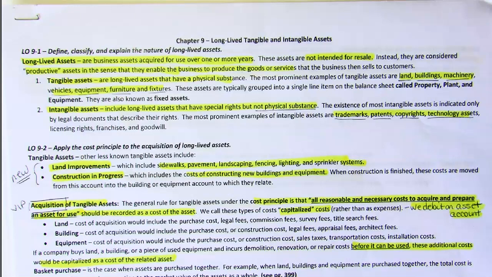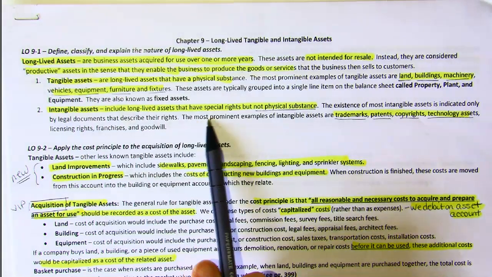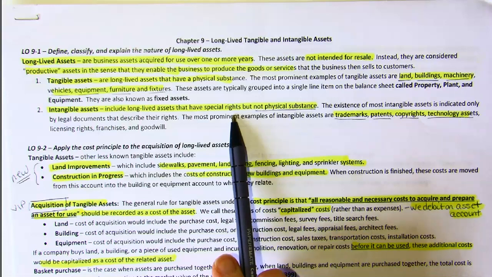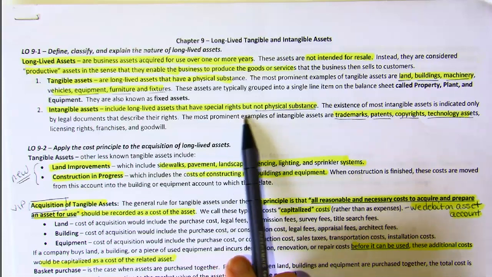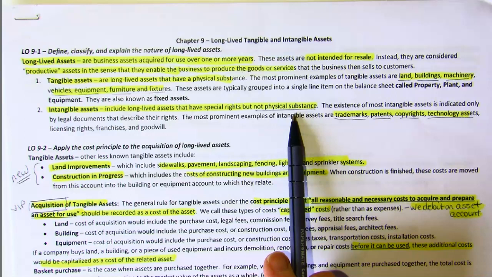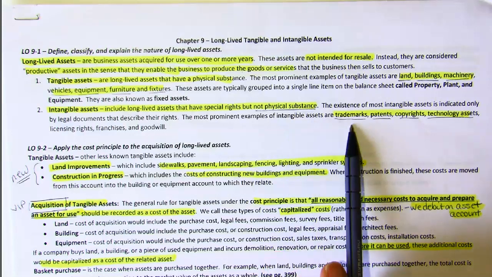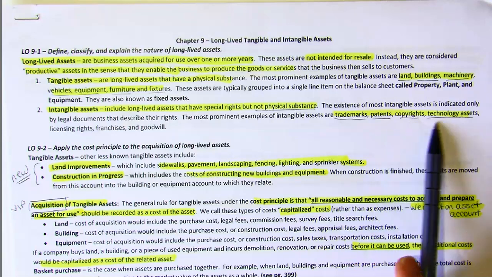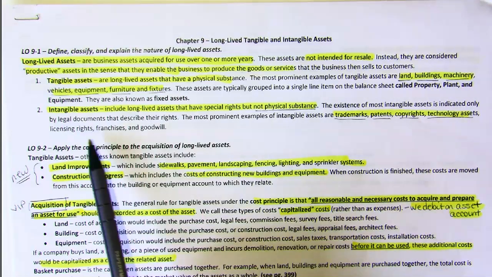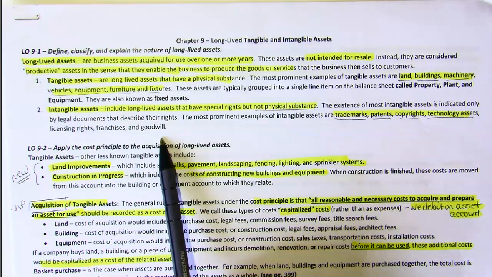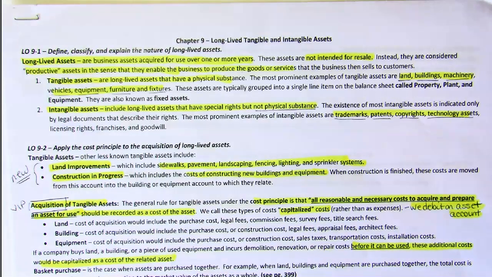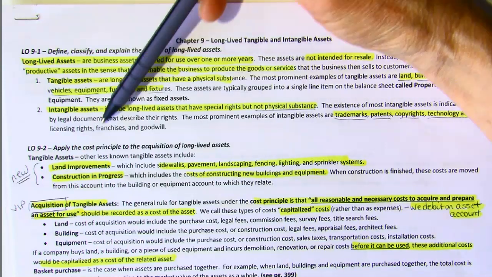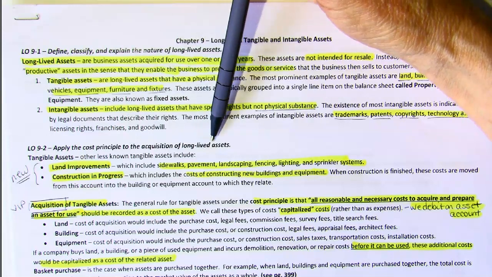The second category is intangible assets. These are long-lived assets that have special rights and privileges conveyed by law or by contract, but they have no physical substance. And examples of these are trademarks, patents, copyrights, technology assets, licensing rights, franchises, and goodwill. And we're going to come back to that category in a bit. In this portion of the lecture, we're going to be dealing with applying the cost principle to long-lived assets that are tangible.